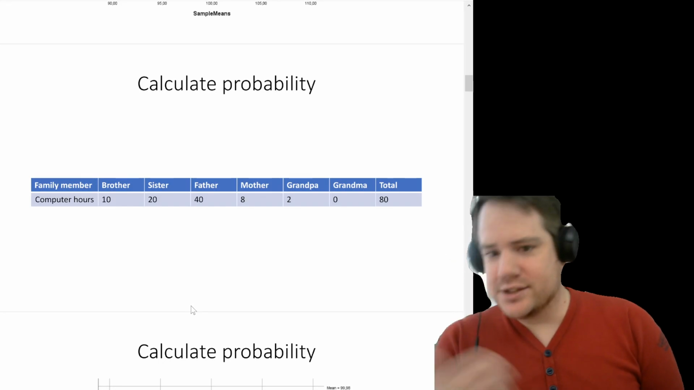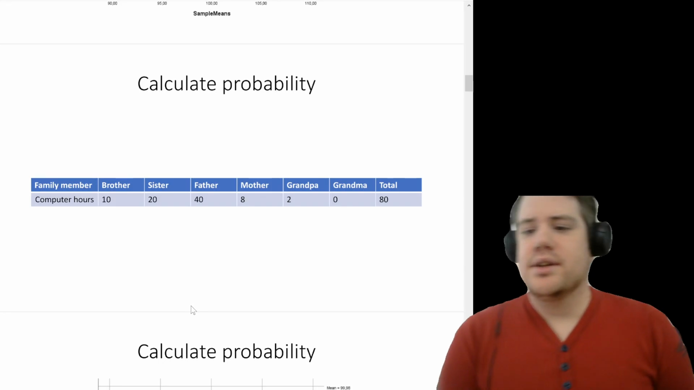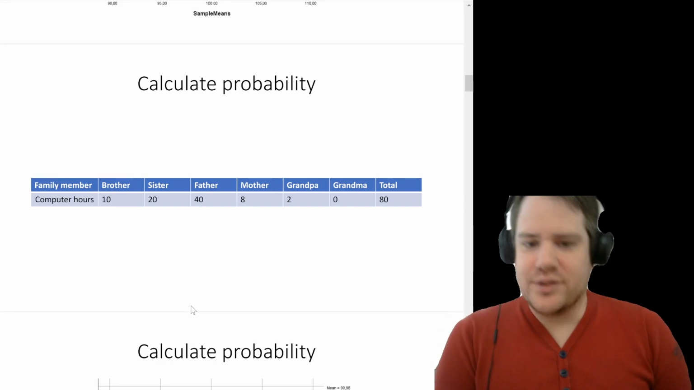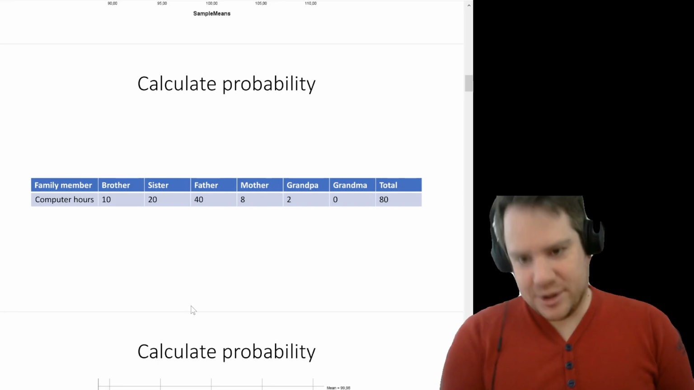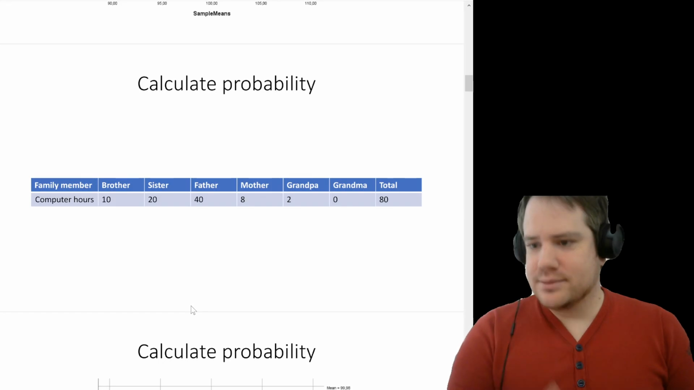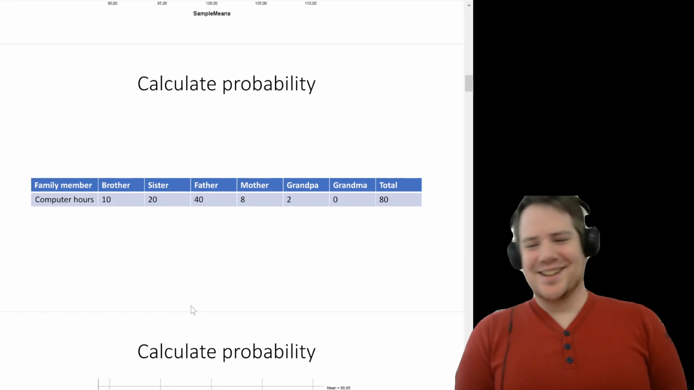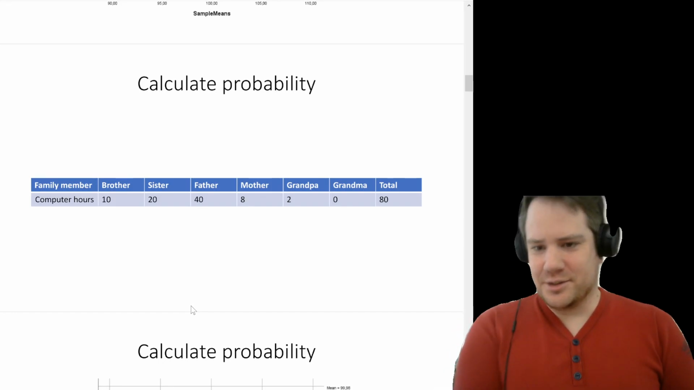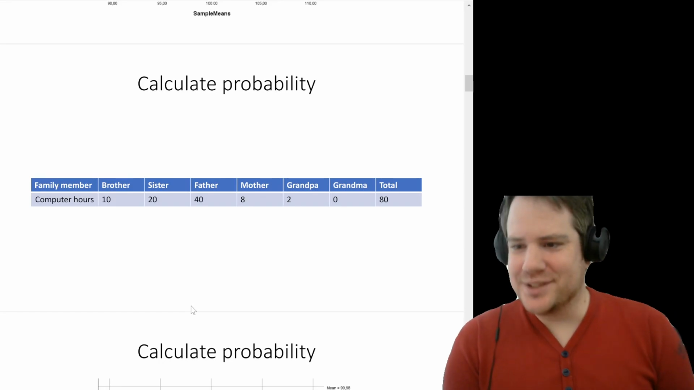Similarly, my sister used it for 20 hours out of 80. In that case, 20 divided by 80, 0.25, 25% chance. Mother did 8 out of 80 hours, 8 divided by 80, 0.1, 10% chance. And such, you can calculate the percentage for everyone. Of course, grandma 0% because she never used it, 0% chance.